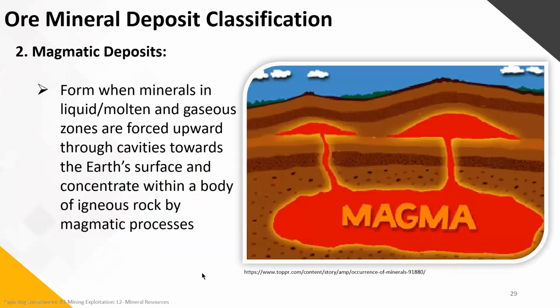If we go through the magmatic deposits, so we have our original magmatic chamber, they form when minerals in liquid, so they're liquid, they're hot, they're molten, and in gas zones, are forced upwards through any cavities, any fissures, any faults. They are forced upwards towards the Earth's surface, and they concentrate within a body of igneous rock by magmatic process. So once they redeposit and reform smaller chambers, these could trap along the way.